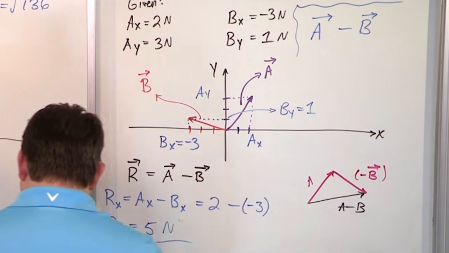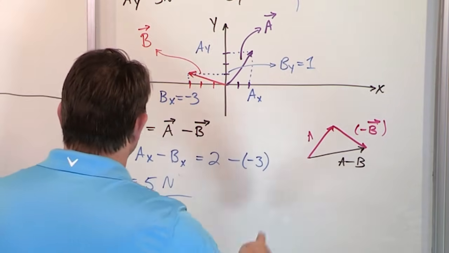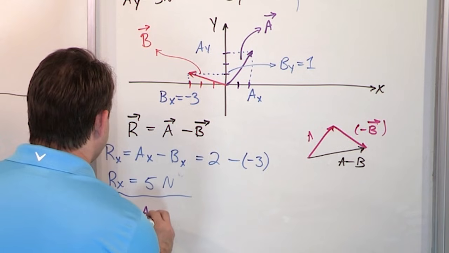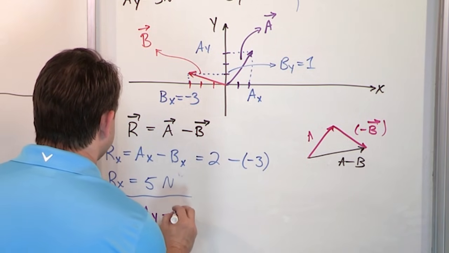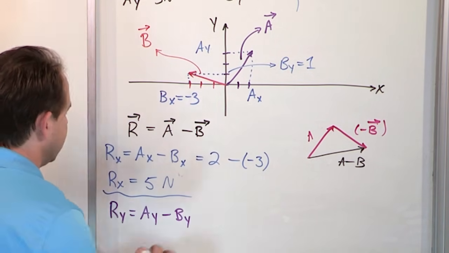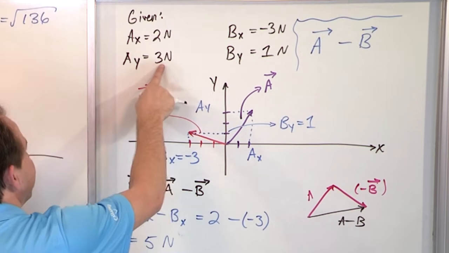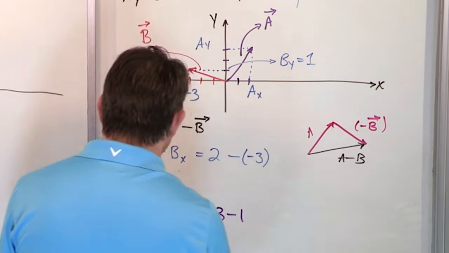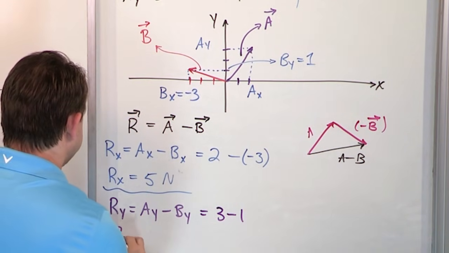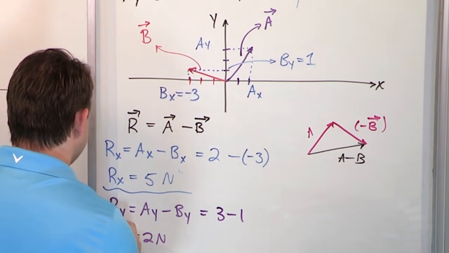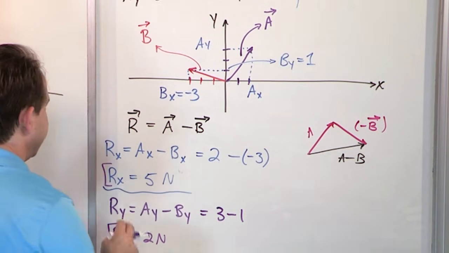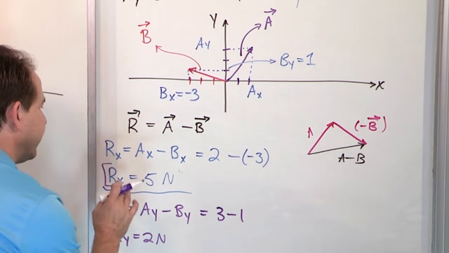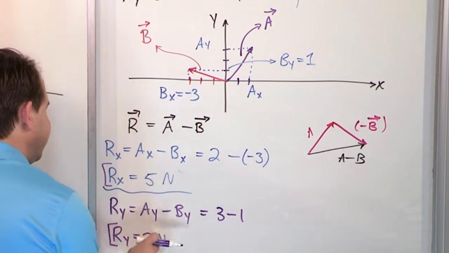All right, so let's switch colors and do the y component. The y component of the resultant is going to be the y component of a minus the y component of b. The y component of a was 3, the y component of b is 1, so 3 minus 1. And so you all know the answer to that, so it's going to be 2 newtons. So I can circle these. That is the answer, exactly, 5 and 2. So the answer here is 5 units to the right, 2 units up.